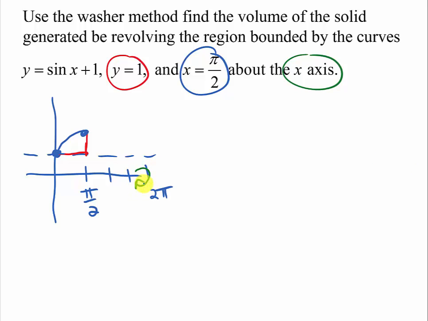So if we're using the washer method, we know that our slices are perpendicular to our axis of rotation. So our slice is going to go like this. So I see that's a little thickness dx. So the first thing I know is everything is going to be in terms of x. So my limits of integration look like they're going to go from 0 to pi over 2.